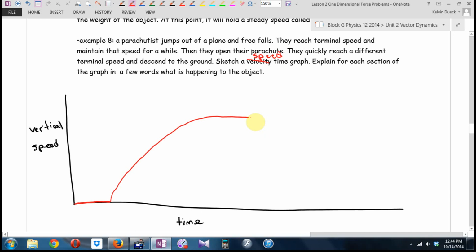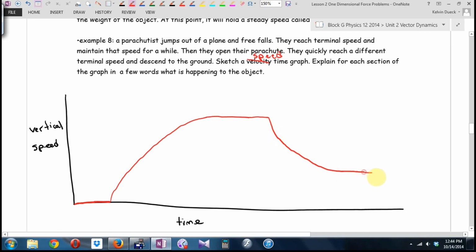So now I fall at terminal velocity. There's the horizontal line. And I pull my parachute. Now what? My speed decreases. Again, I think it would decrease really quick, very fast initially, and the rate of decrease would decrease. I think it would look like this. Big decrease, and then there's my new terminal velocity.